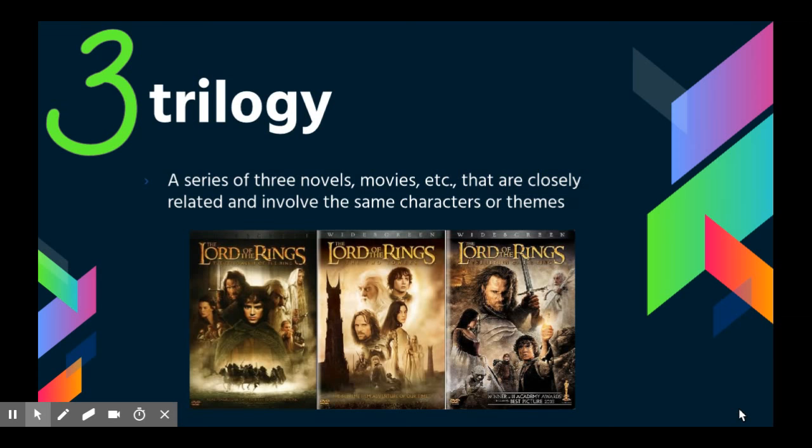Trilogy is your next word, and this is a series of 3 novels or books, movies, or something along those lines that are closely related and involve the same characters or themes. So when I think of a famous trilogy, I think of The Lord of the Rings. So here are the 3 movies that are part of the Lord of the Rings trilogy.